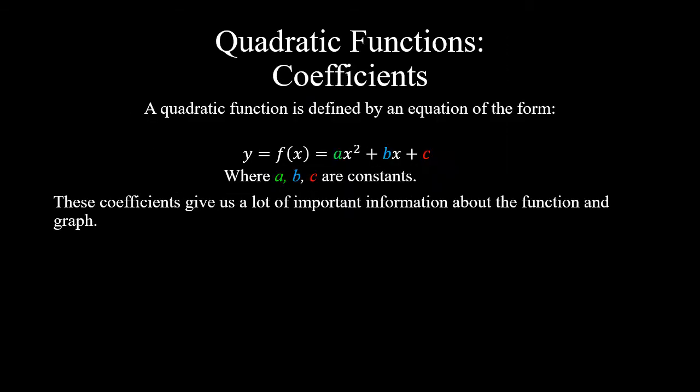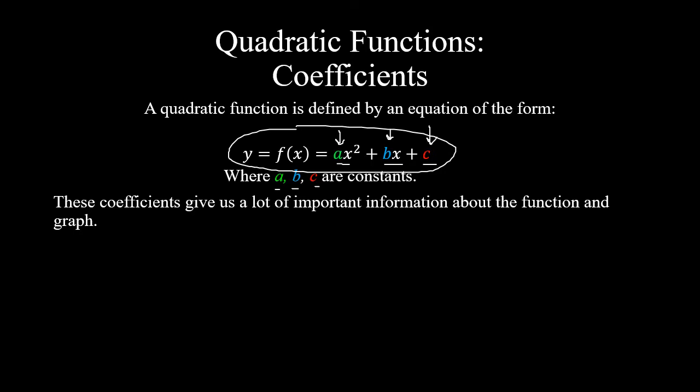Now I'd like to take a minute and talk to you about the coefficients that we see in our quadratic functions. They are very, very important. It's important that you know what they are and that you can find them quickly and easily. What even are these coefficients? Well, they're that A, B, and C, those constants that we see in this general form, y, or f of x, equals ax squared plus bx plus c. The coefficients here are those constants, A, B, and C.